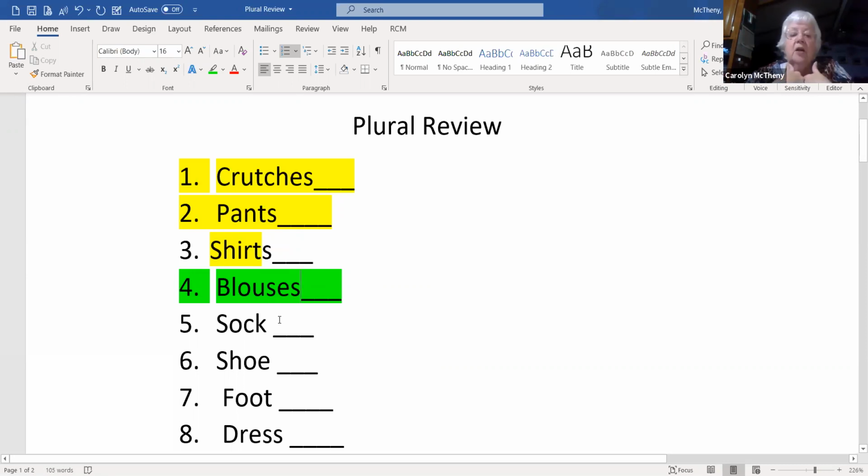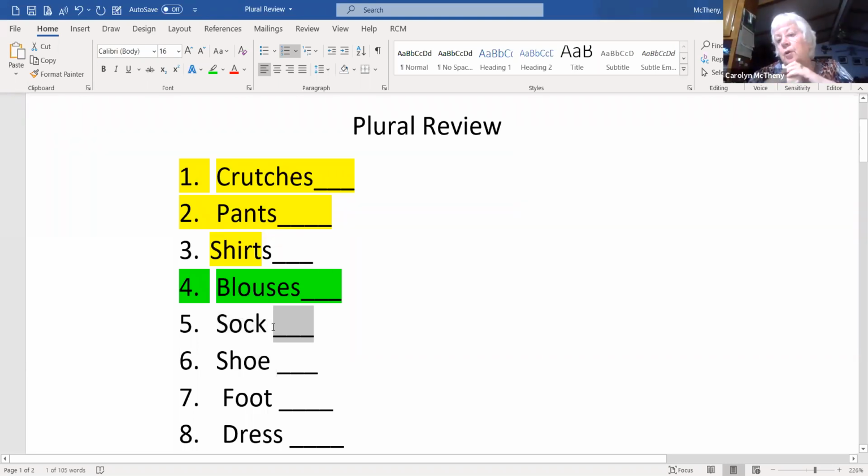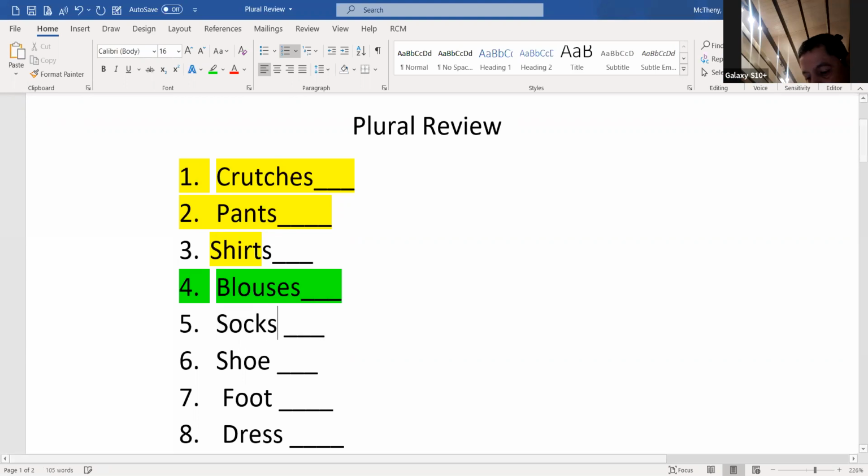Okay. Amalia, go ahead and do 5 and 6. Socks. Okay, sock. And what would be the plural? Just add the S. What about number 6, Amalia? Shoes. Yes, just add the S.